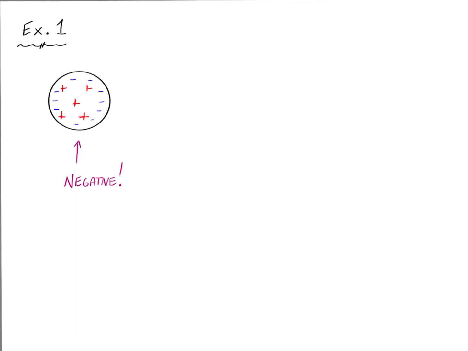This is charging by induction. I started with a neutral conductor and a charged object, in this case a positively charged object, and I ended with a negatively charged conducting sphere, which satisfies the ending conditions for induction: the opposite charge of whatever the charged object was is utilized in the process of charging via induction.